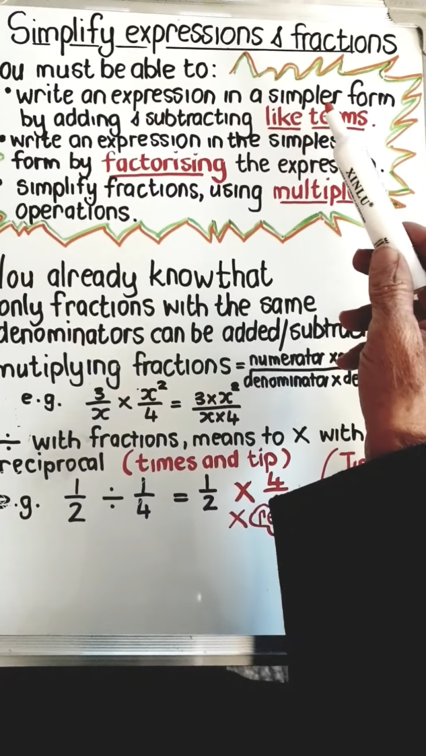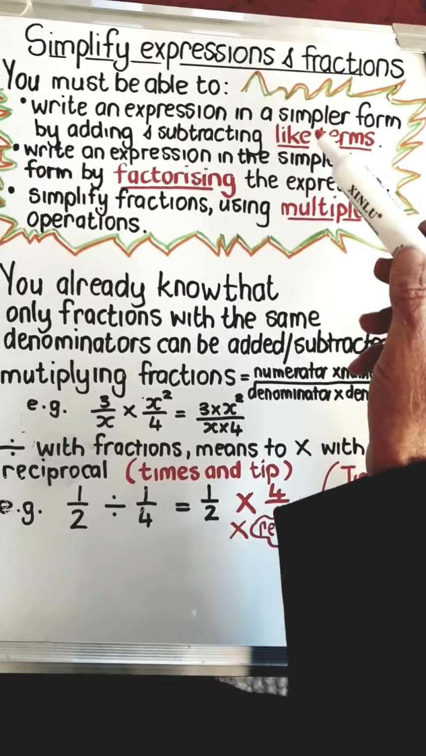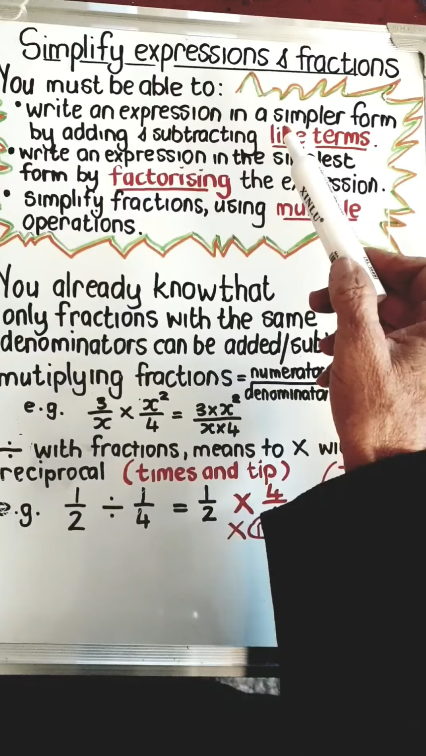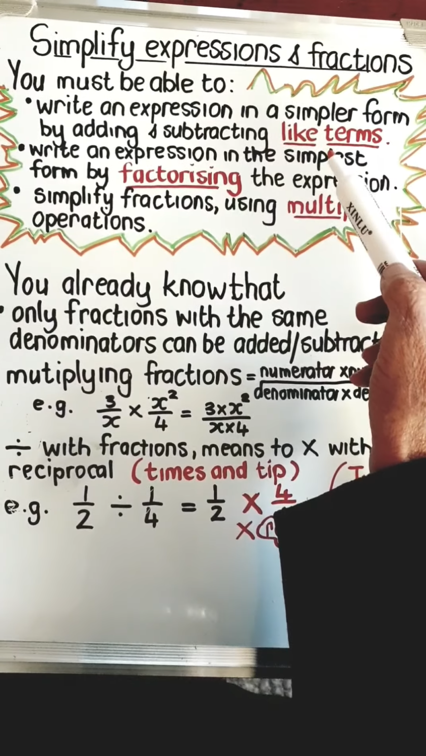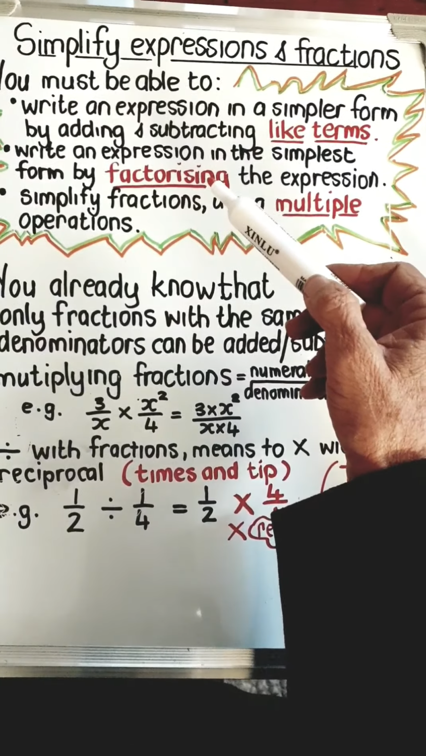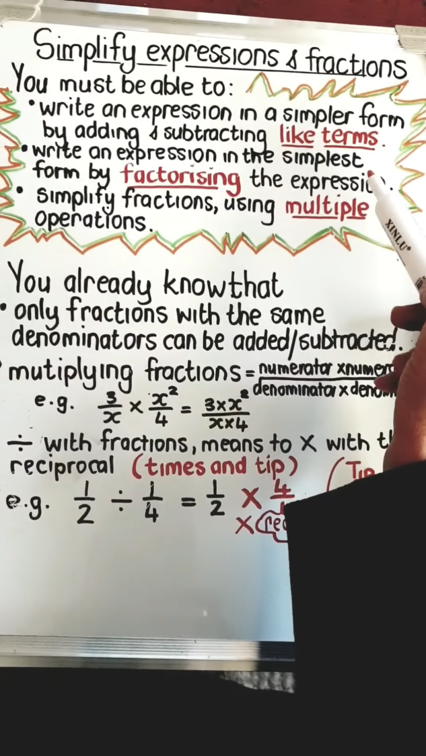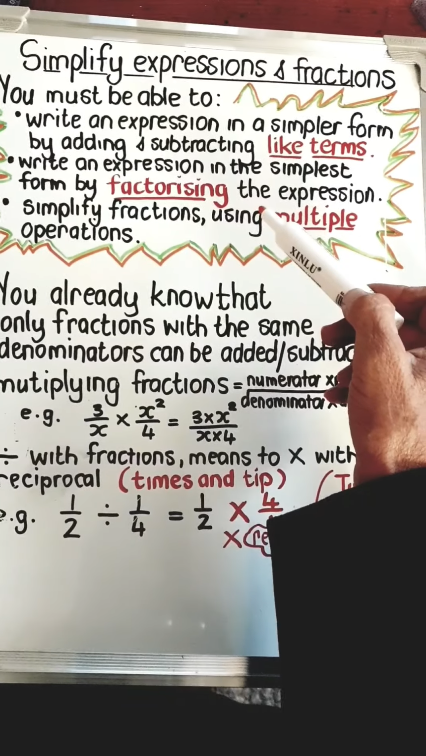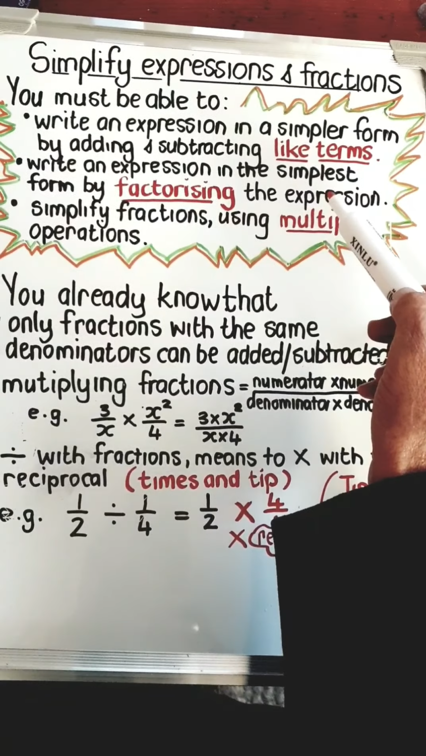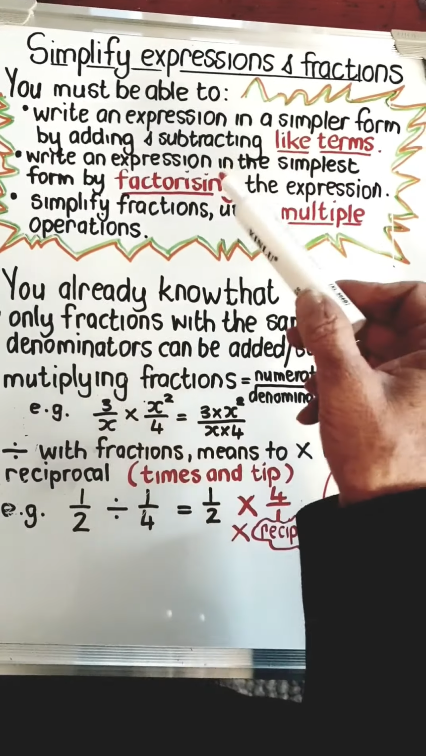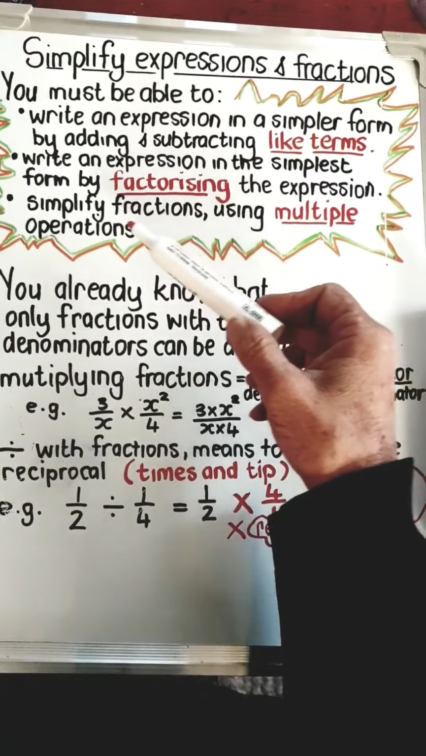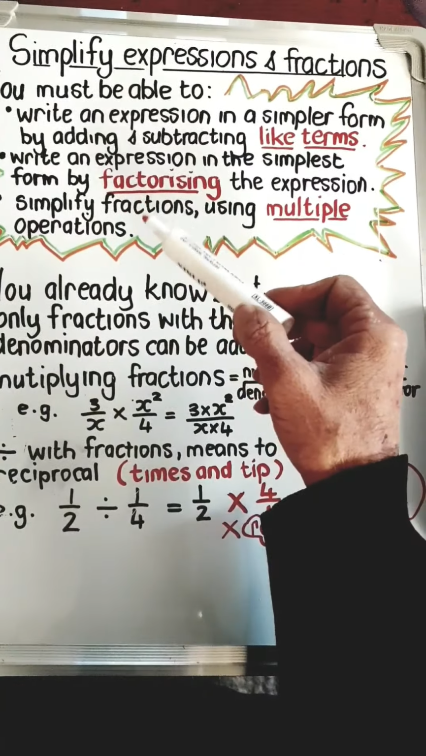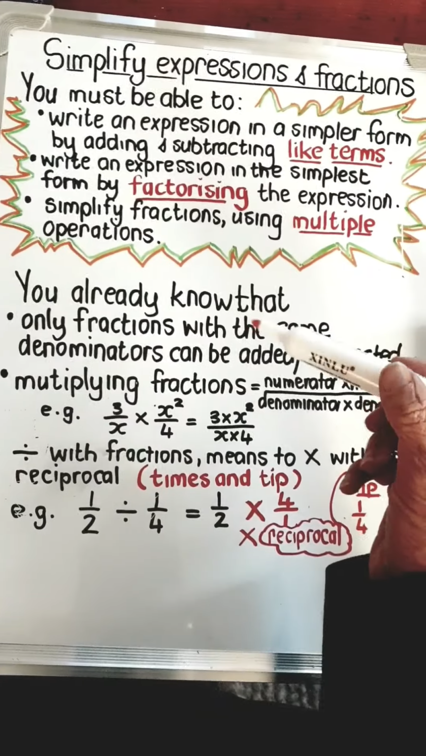So, what you must be able to do by now: you must be able to write an expression in a simpler form. That is when we add or subtract like terms. You must be able to write an expression in the simplest form by factorizing. We've done a lot of factorizing previously. And then you have to be able to apply both of the above to simplify fractions using multiple operations.